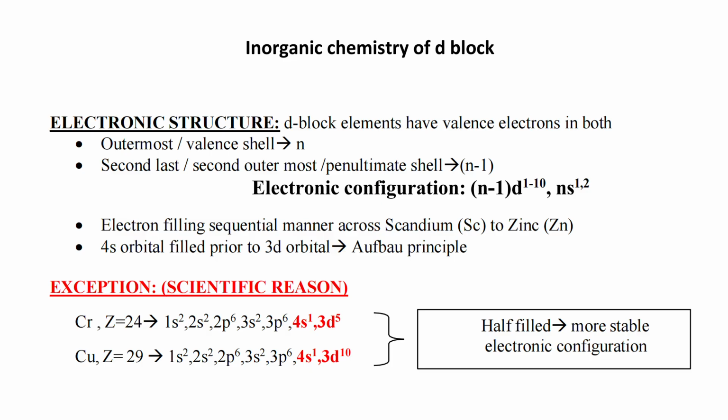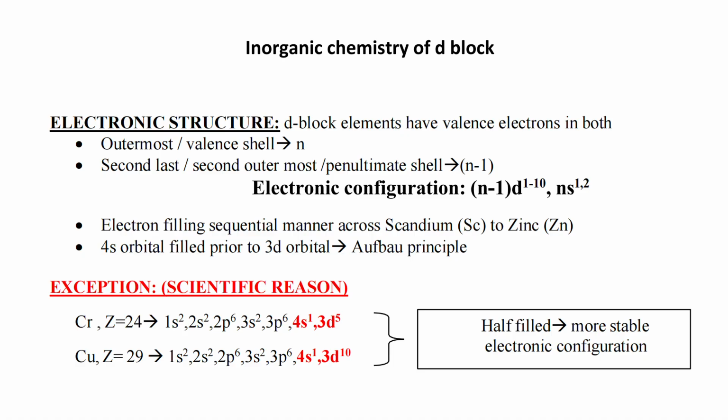Keep in mind that for chromium and copper, it will always be 4s1, 3d5 and 4s1, 3d10. If you watch closely here, we have 1 electron in the s, and 4 minus 1 is 3, so it is 3d. So the electronic configuration that is written in the fourth line is also verified here. That is the general electronic configuration.